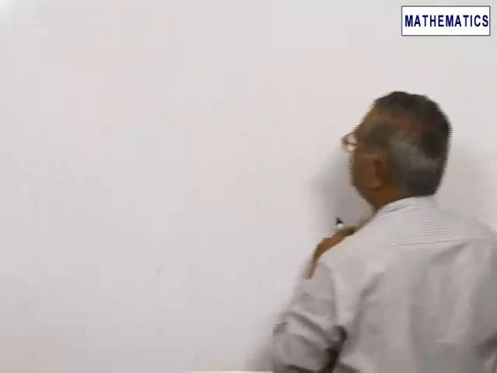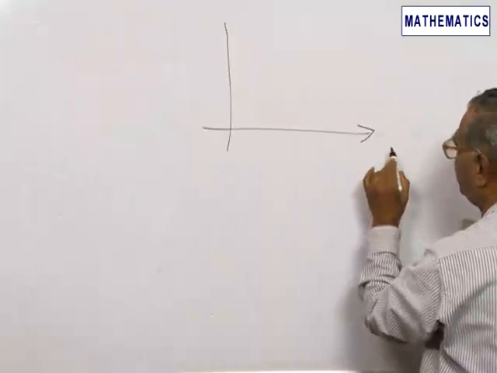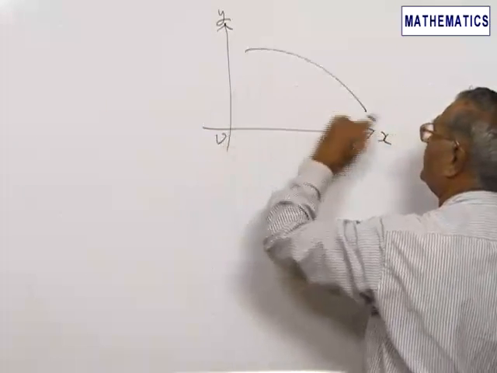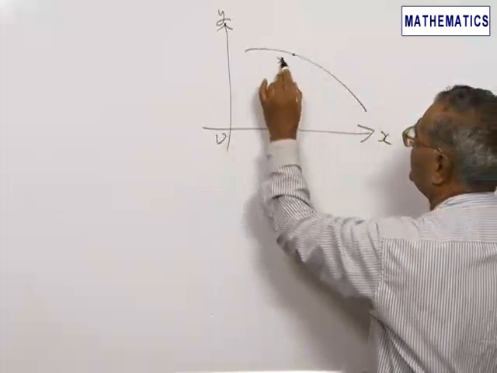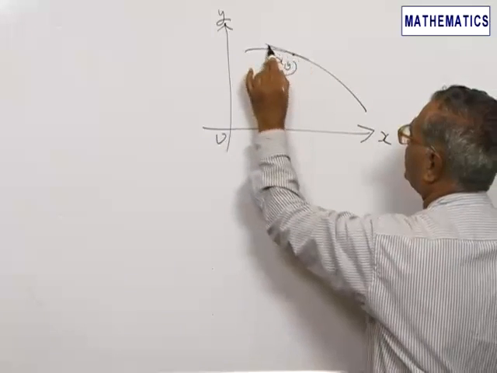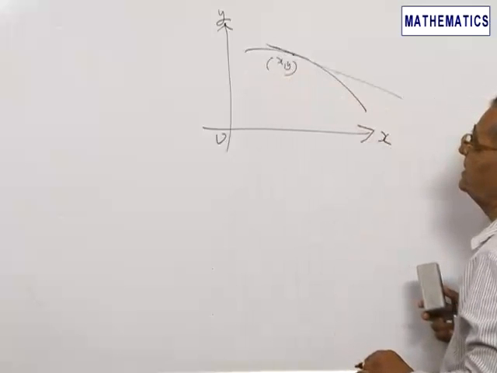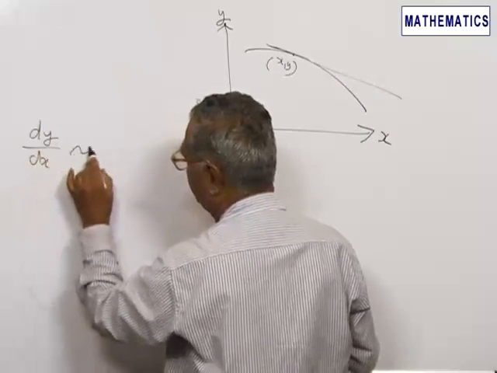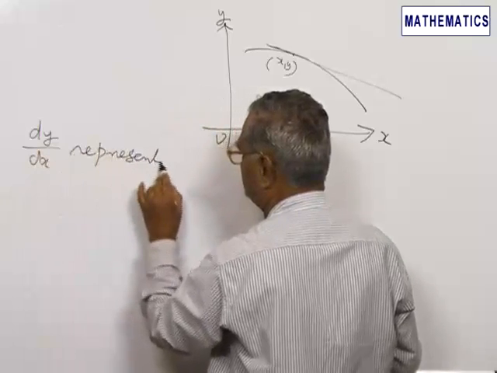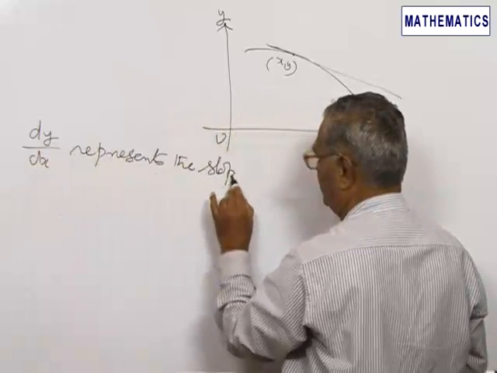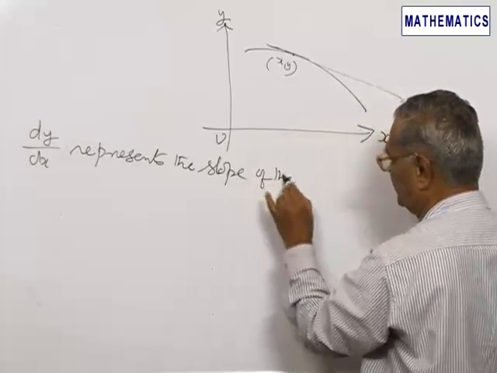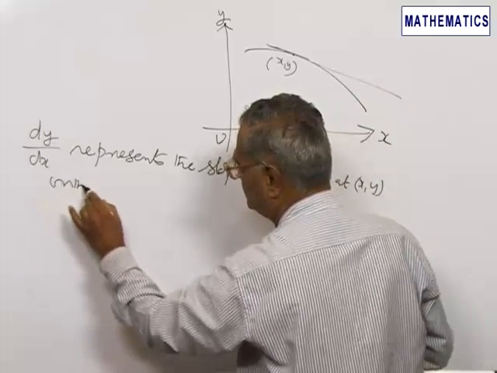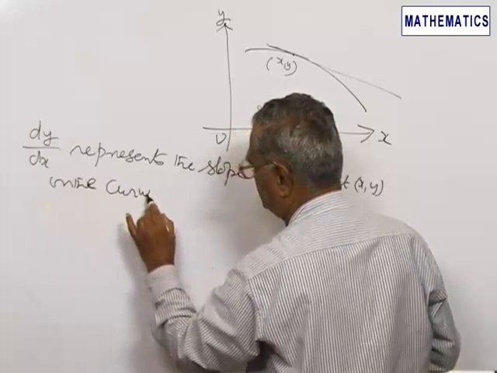Suppose a function y is equal to f of x is now represented by this curve. Consider any point x comma y on the curve. Draw the tangent at that point. Now the slope of the tangent is denoted by dy by dx. Therefore, we say dy by dx represents the slope of the tangent at x comma y on the curve y is equal to f of x.